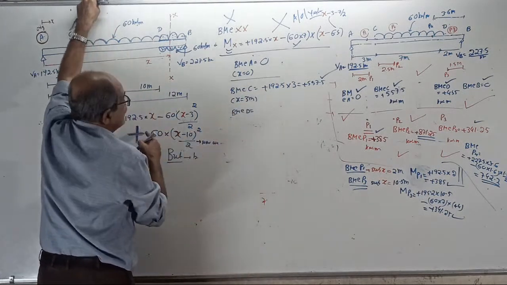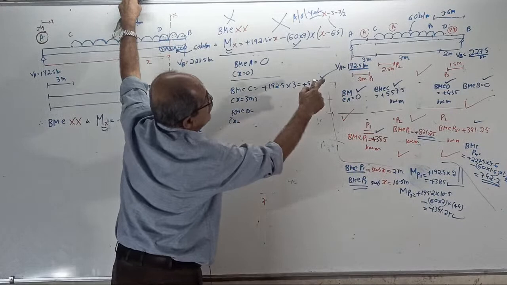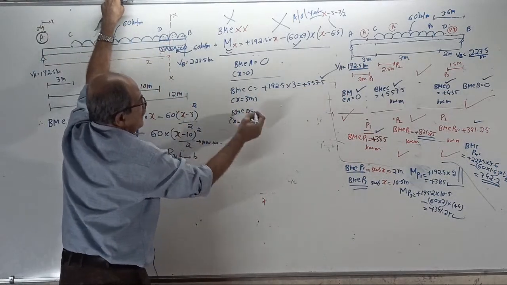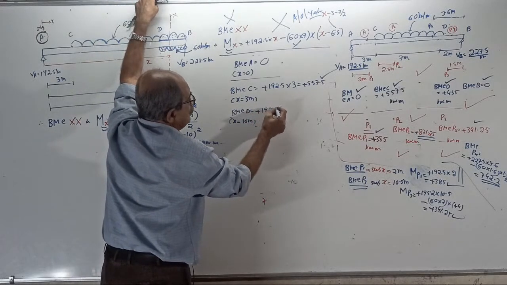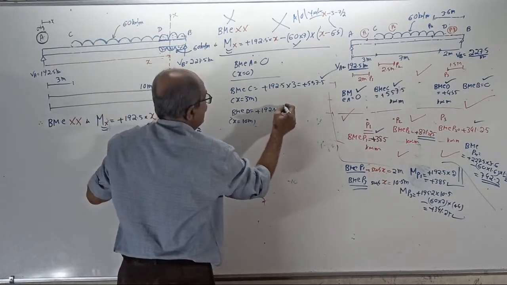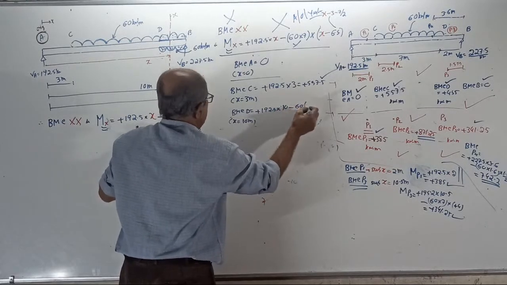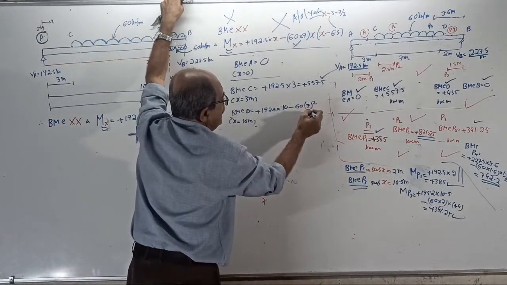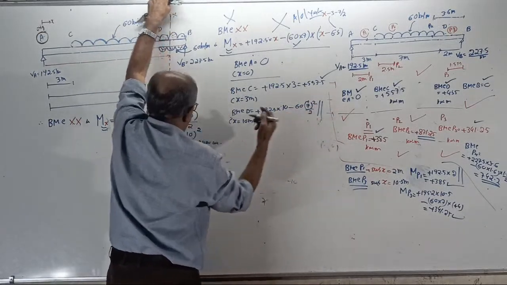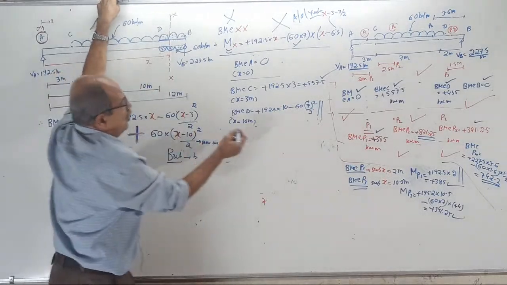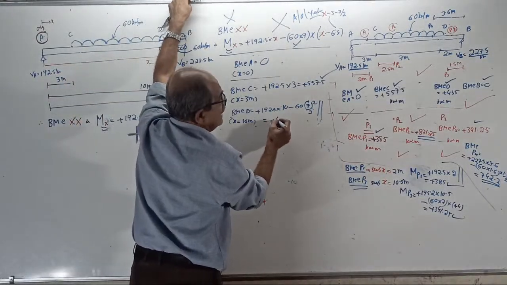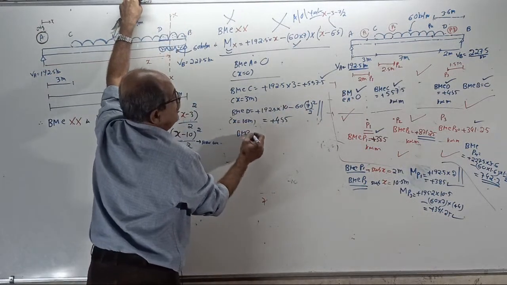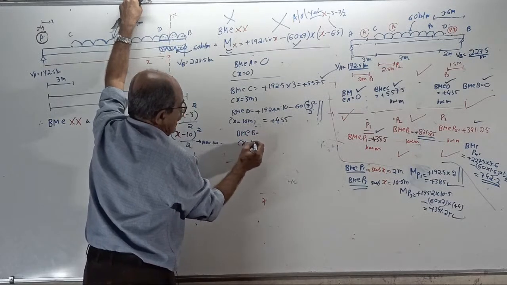Bending moment at D. Put x equal to, from here at D, I want 10 meter. 10 meter equals plus 192.5 into 10 minus 60 into 10 minus 3, which is positive, 7 square by 2. Stop. This term will become 0. Oh, this also comes to the same answer, 455. Next. Bending moment at B. Put x equal to 12 meter. Start.